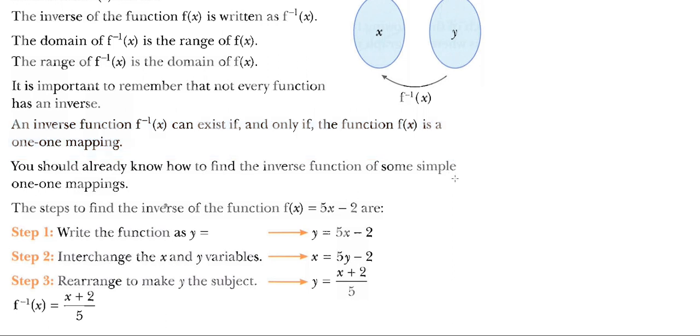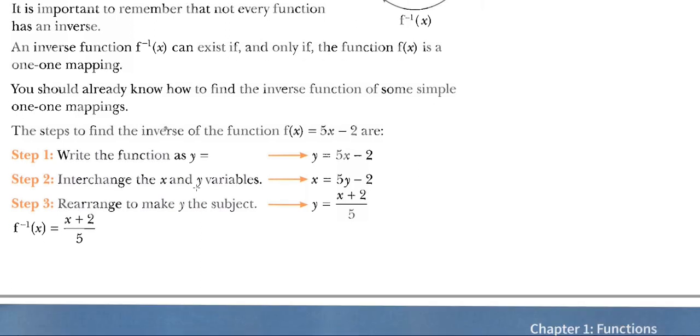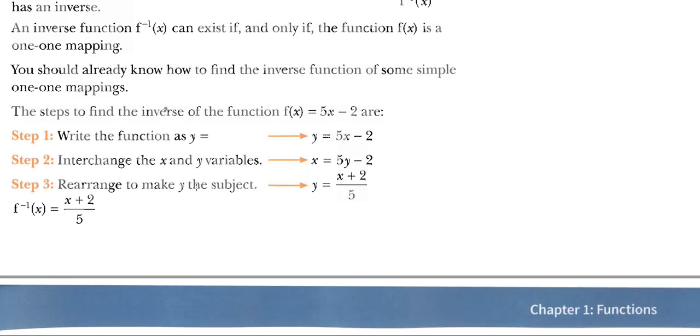Next, you should already know how to find the inverse function of some simple 1-1 mapping. What are the steps to find the inverse of a function? For example, we have a function f(x) equals 5x minus 2. So the first step is to replace f(x) by y. Then the second step is to interchange the variables x and y. And the third step is to make y the subject.